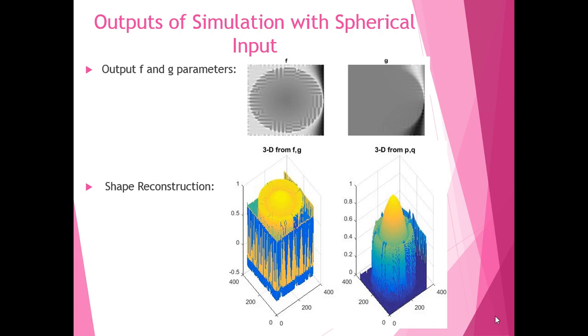The first figure under shape reconstruction is the three-dimensional image obtained from the information from the F and G parameters, and the second figure under shape reconstruction is the three-dimensional image reconstruction from the two-dimensional shading image with information obtained from the P and Q parameters. These two shape reconstruction figures are our project outputs for the spherical input.